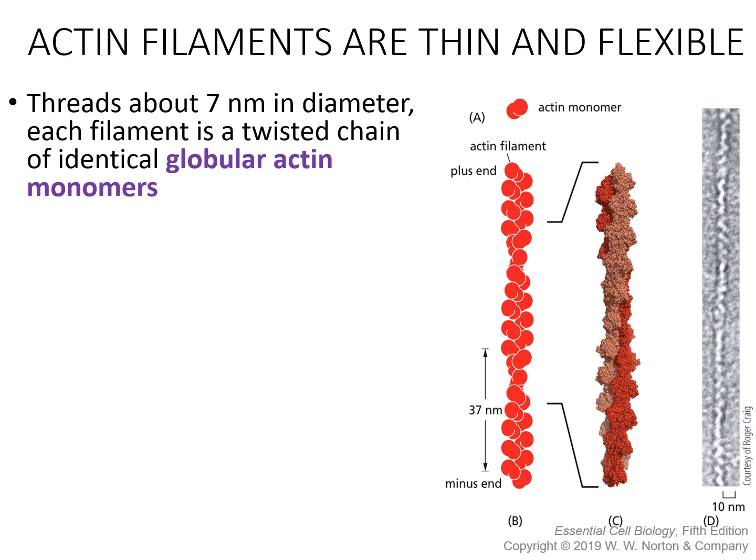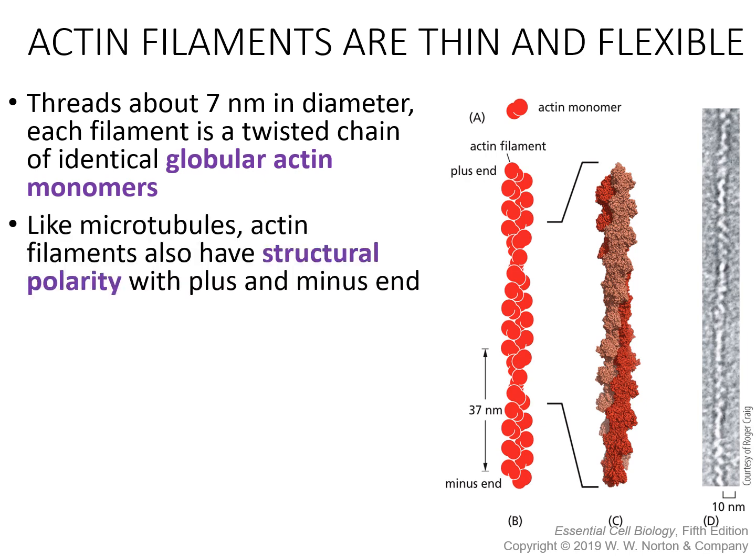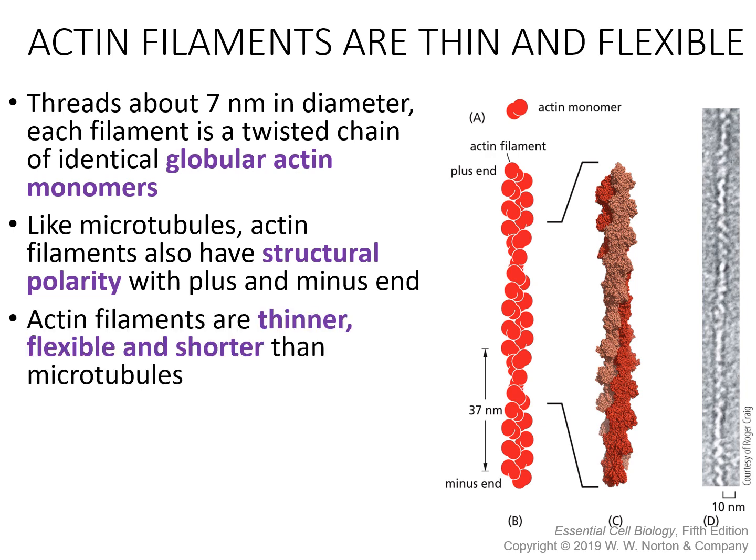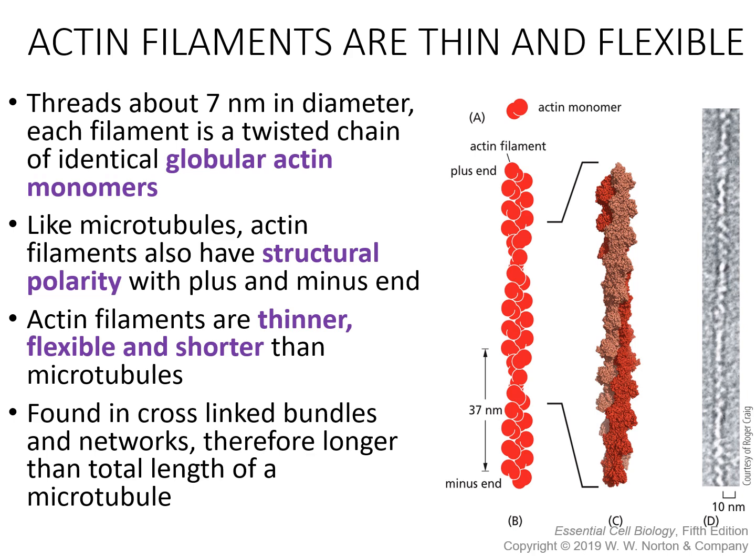These actin filaments can be found in many structures, like the ones we just talked about in the previous slide. Like microtubules, actin filaments also have a structural polarity, with a positive end and a negative end. We also call the positive end the barbed end and the minus end the pointed end. And they are very abundant in cells, as I mentioned, and they make these stable structures.